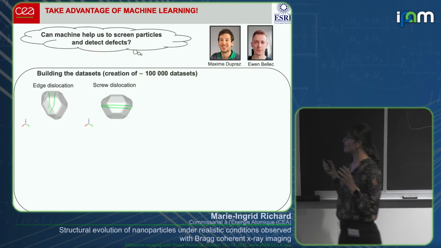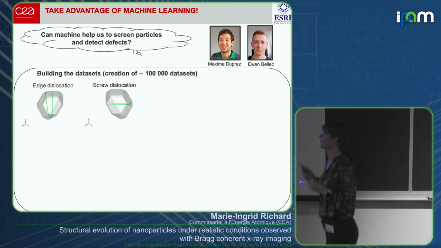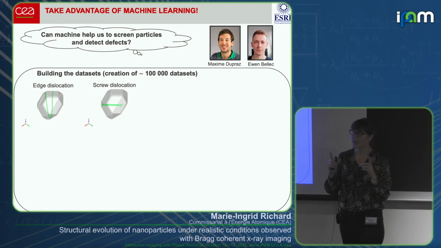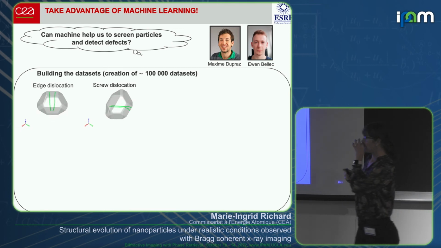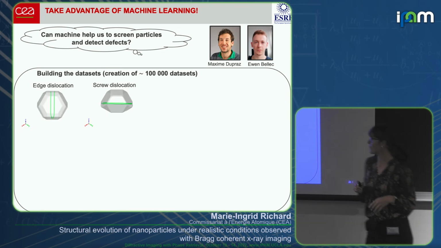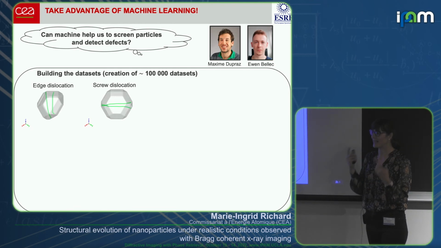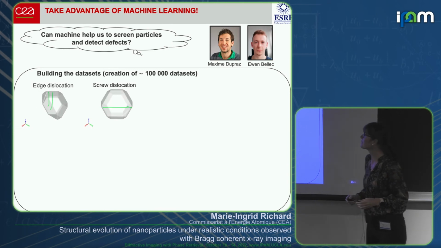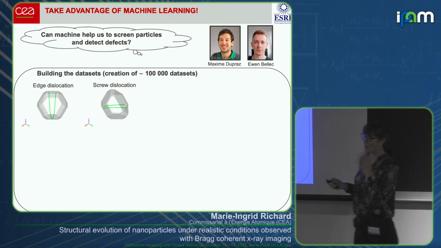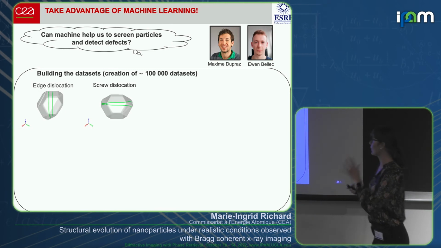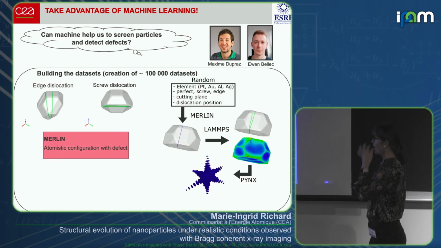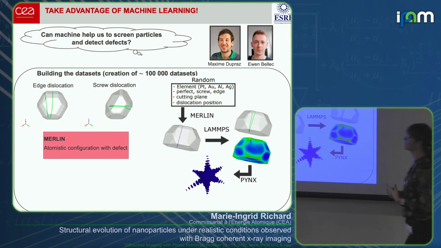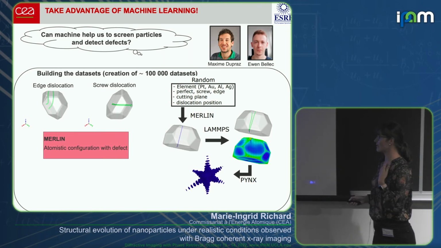So the question is, can machine learning help us to screen particles and detect defects? The big part of the process is to build the data sets and to have the data sets very close to reality. We look at dislocations, so edge or screw dislocations.